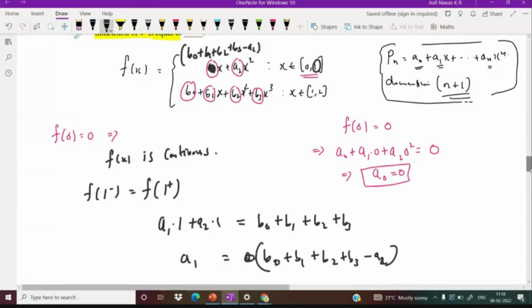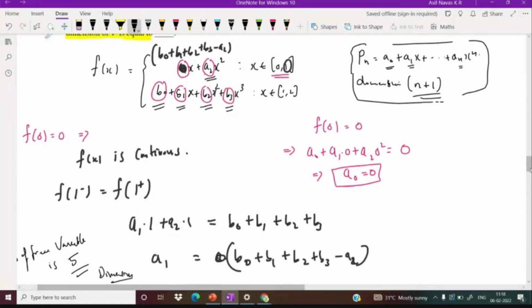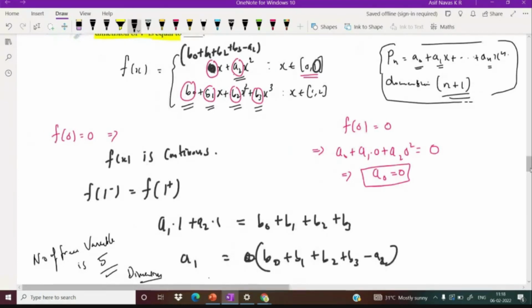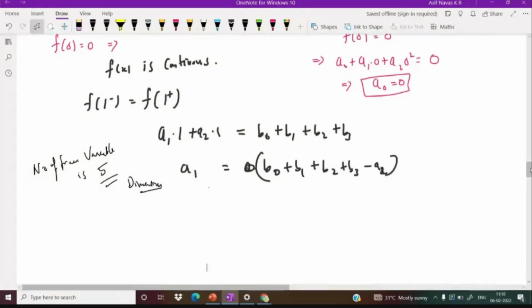So this is dependent. Now how many free variables are there? a2, b0, b1, b2, b3. So 1, 2, 3, 4, 5. So the number of free variables is 5. So that is the dimension. So the dimension is 5. You don't need to write the basis or those things. You only have to check the number of free variables. That is 5. Then this is the answer.